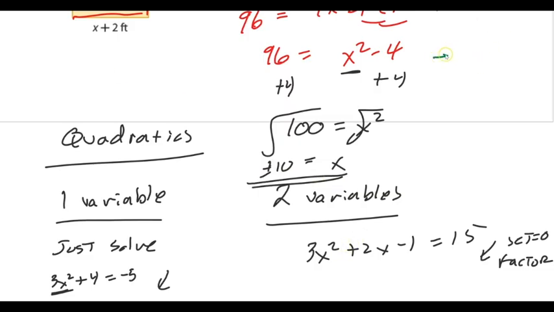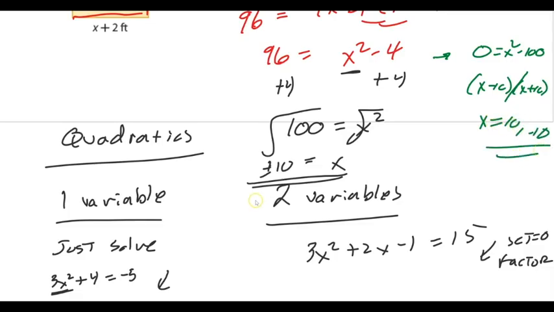Set equal to 0. So if I set equal to 0, subtract 96. I get 0 equals x squared minus 100. Then you can factor the difference of two squares. Split it. x equals 10 and negative 10. So they both work. You get the exact same answer. Generally, the easiest way to do it if you have one variable is just to solve it. Just try to isolate it and solve. If there's two variables, you have to set equal to 0 and factor. Just have to. And that's the idea.